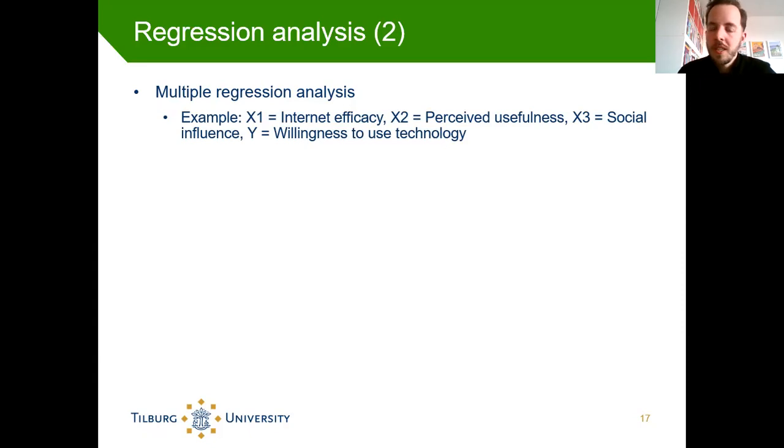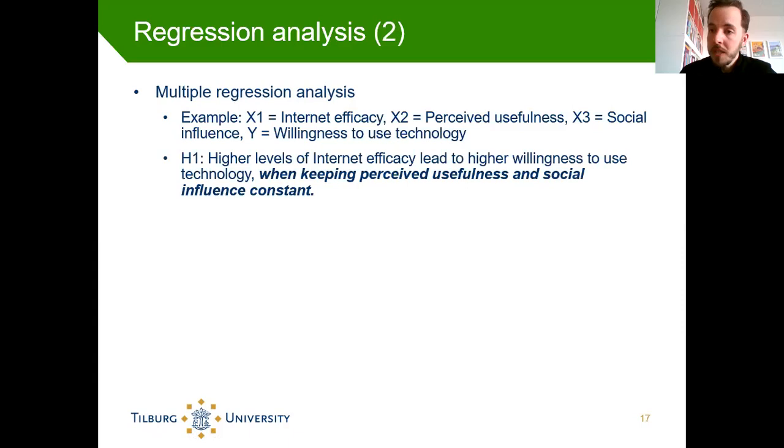All those three different predictors could hypothetically predict whether people are willing to use a new technology. If you want to know whether all three predict people's willingness to use technology, you would do multiple regression analysis. If there were just one predictor, you would do simple regression. If there's more than one, as in this case, you would do multiple regression. This also means that you could have more than one hypothesis. You can still have the same hypothesis.